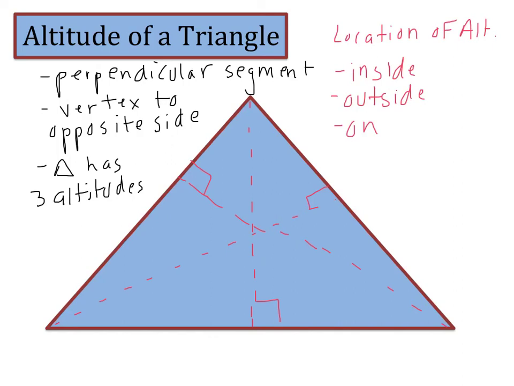Now these don't have to split up the opposite side. All they have to do is be perpendicular to that side. Now these intersect and have a point of concurrency. That point of concurrency is called the orthocenter. So the altitude of a triangle is a perpendicular segment from a vertex to the opposite side. The triangle has 3 altitudes, and the locations can be inside, outside, and on, and the point of concurrency is called the orthocenter.